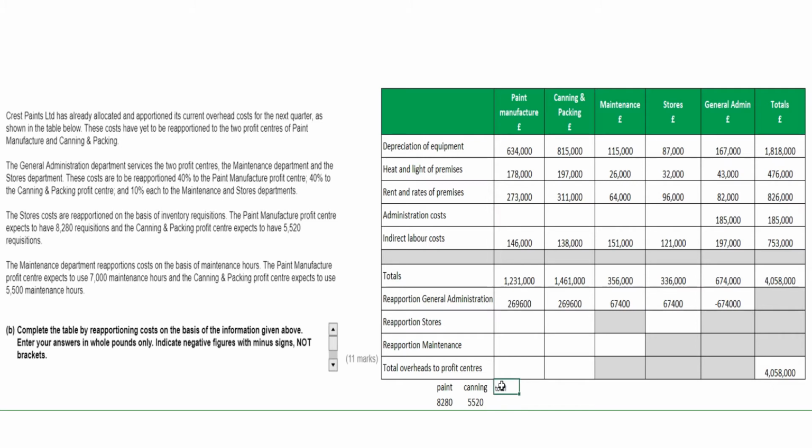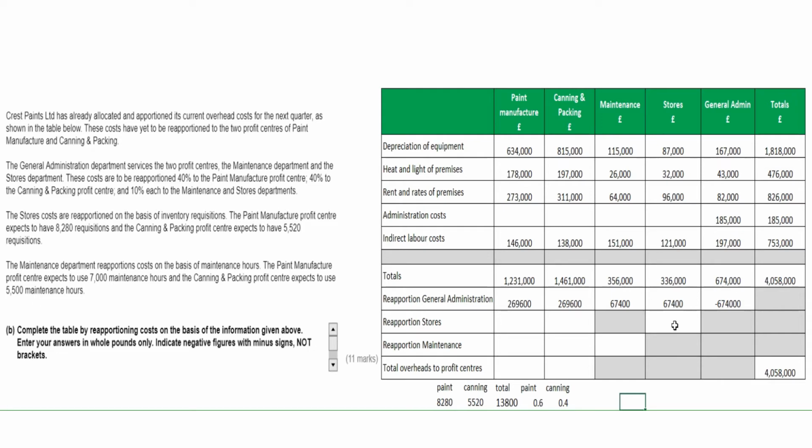Okay, right, the total is them two added together. Okay, now the ratio, to work out the percentage, this is the paint percentage and this will be the canning percentage. You just get how many requisitions from paint and divide it by the total requisitions, and you get 0.6 or 60%, which means canning will be 40%, but we can double check that by doing 5,520 divided by the total, and you get the 0.4 to prove that it is indeed 40%.